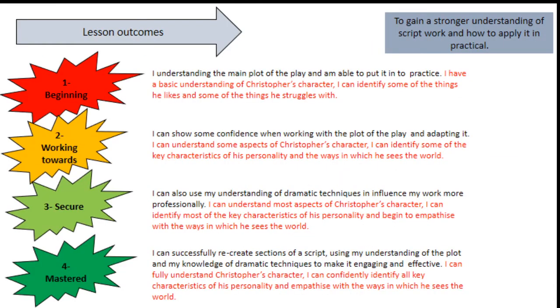Okay. In order to get the highest level possible, I'll leave you a few moments to read through these and you can pop me on pause as you do. But consider that the work that you do, you can show a successful recreation of sections of the script, and your understanding of the plot and knowledge of dramatic techniques is used to make it engaging and effective. And you can show that you fully understand Christopher's characters and can confidently identify all key characteristics of his personality and empathise with the ways in which he sees the world.